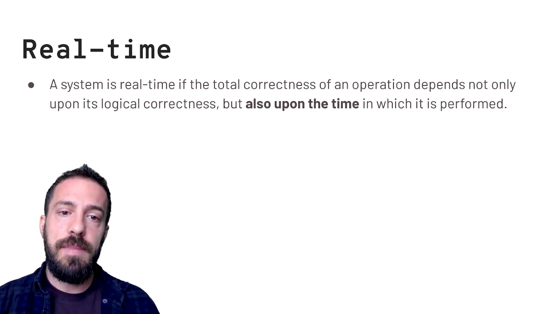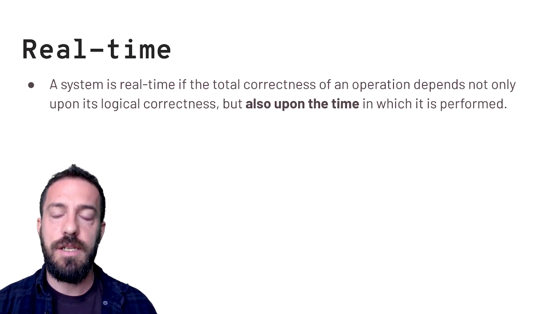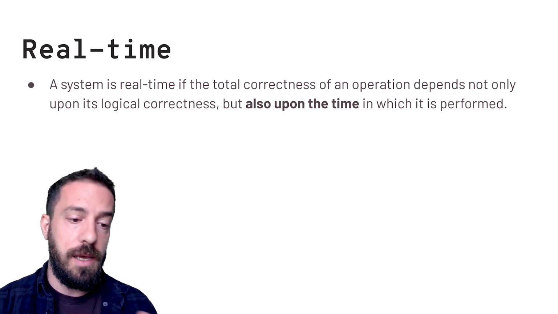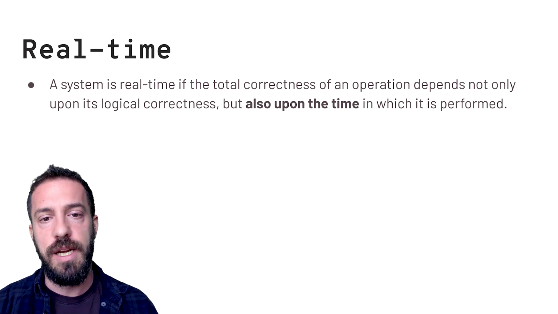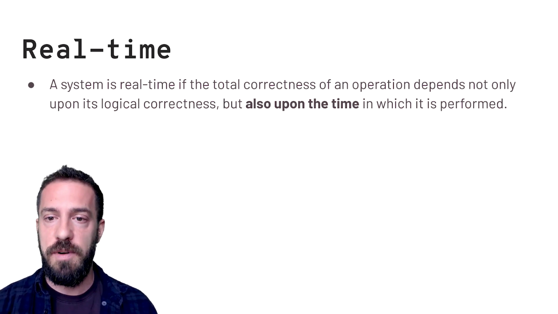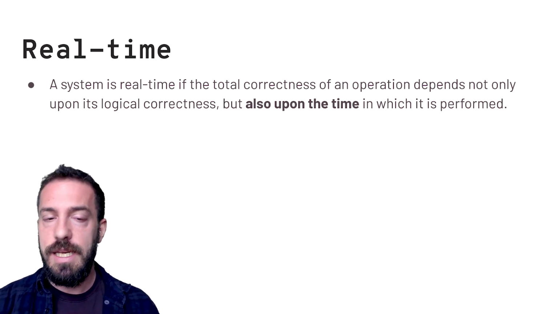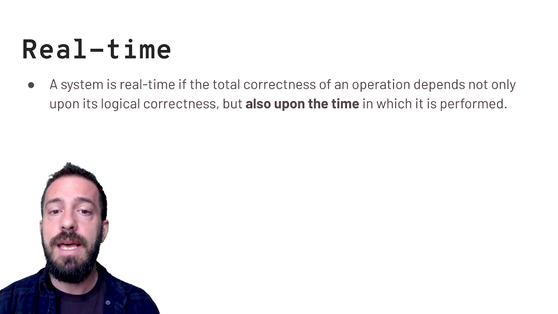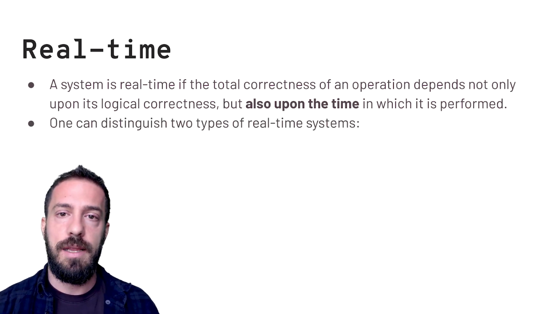A system is real-time if the correctness of the operation is not only the logical correctness. It's not only that I type something on the command line and expect some response back, or I open PowerPoint or Word and get the software in front of me. It's not only the logical correctness, but also the time in which the operation is performed. So it's not only that Microsoft Word opens, it also has to open within 5 milliseconds. And if that doesn't happen, then my system is incorrect. So it's not only functionality, but timing that is very important.